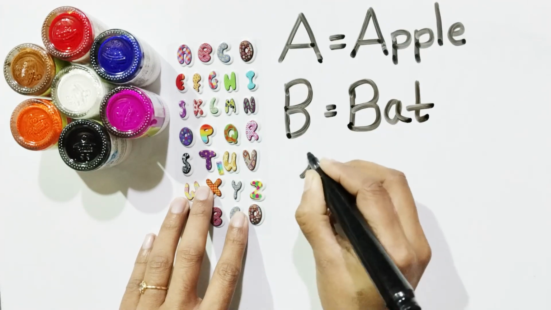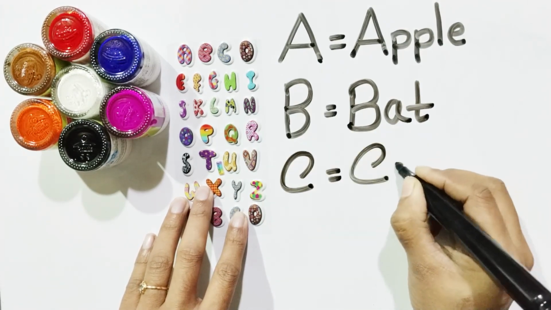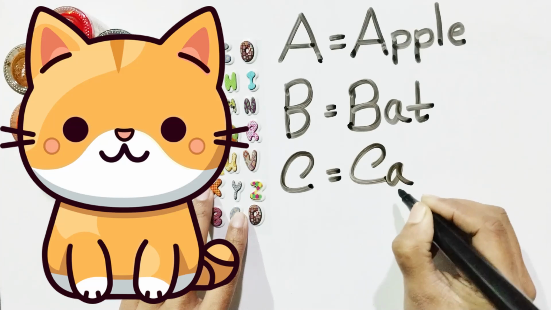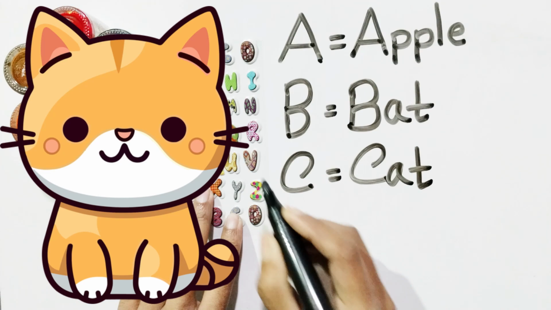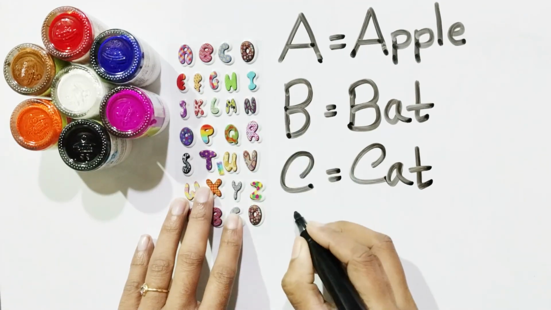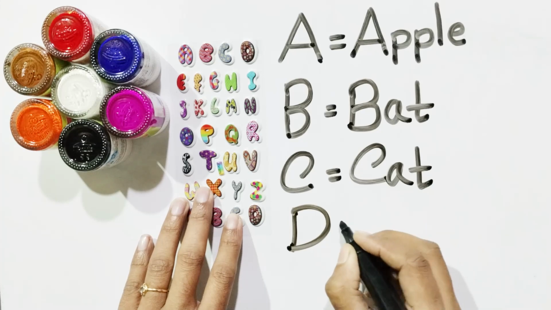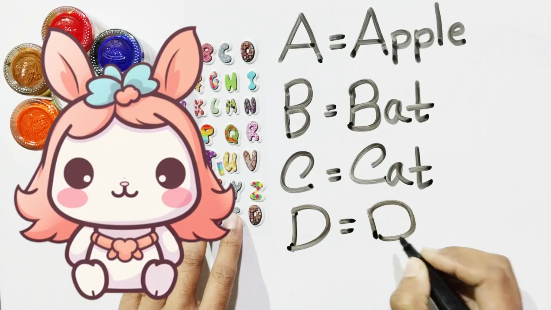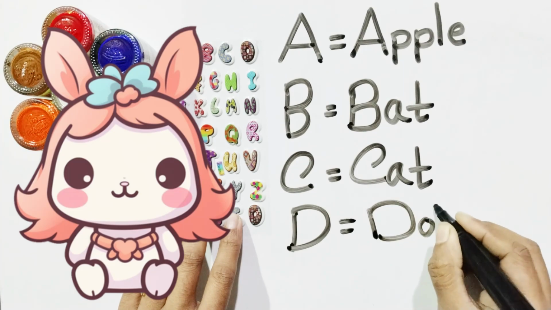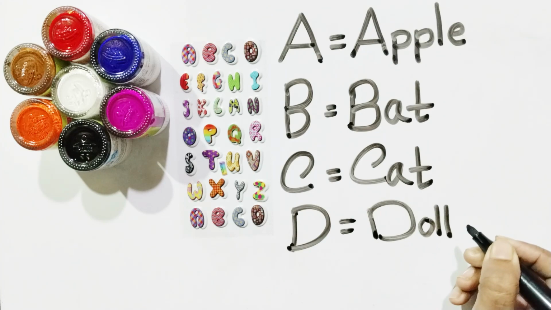C. C is for cat. C A T cat. D. Write with me D. D is for doll. D O double L doll.